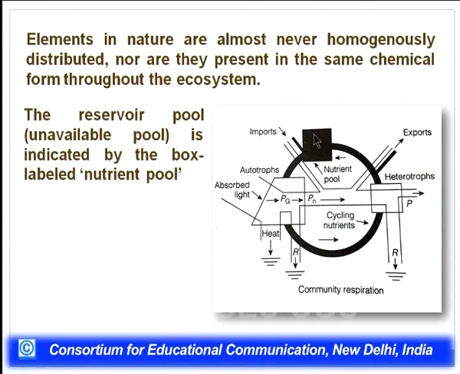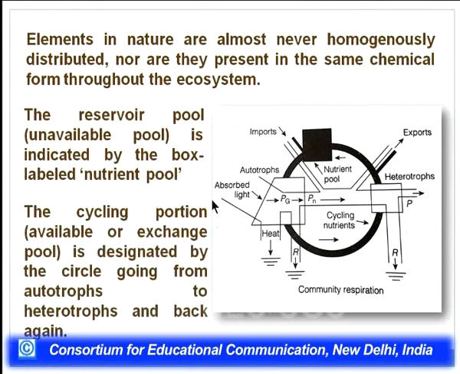This nutrient or reservoir pool is also sometimes referred to as the unavailable pool and is indicated by the box labeled the nutrient pool. The cyclic portion is referred to as the available or exchange pool, and is designated by the circle going from autotrophs to heterotrophs and then back. You can see that this circle is the one going from the autotrophs to the heterotrophs. So this cycling portion is here, and this is the reservoir box, the nutrient pool, that we are talking about.